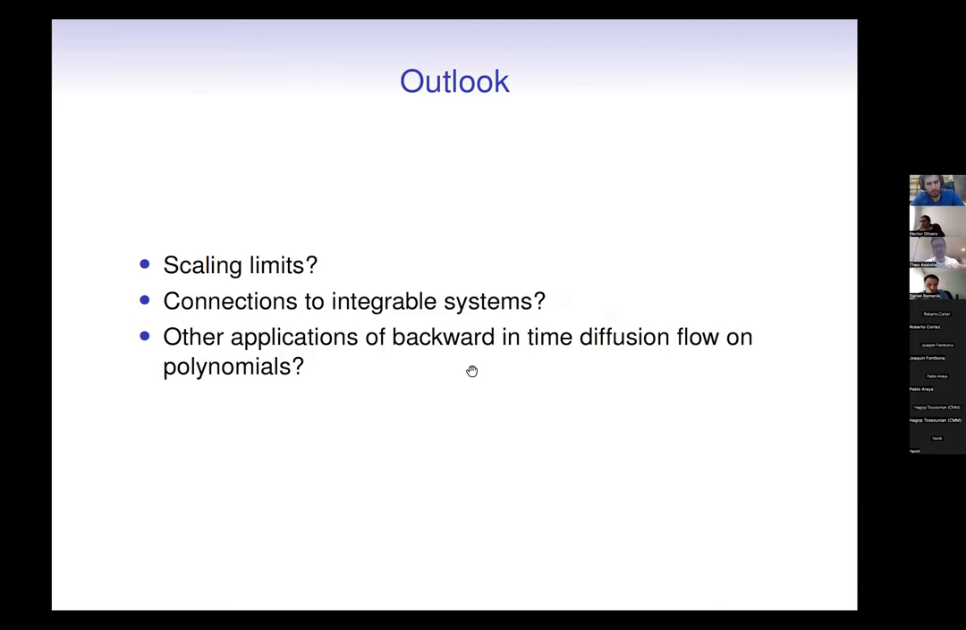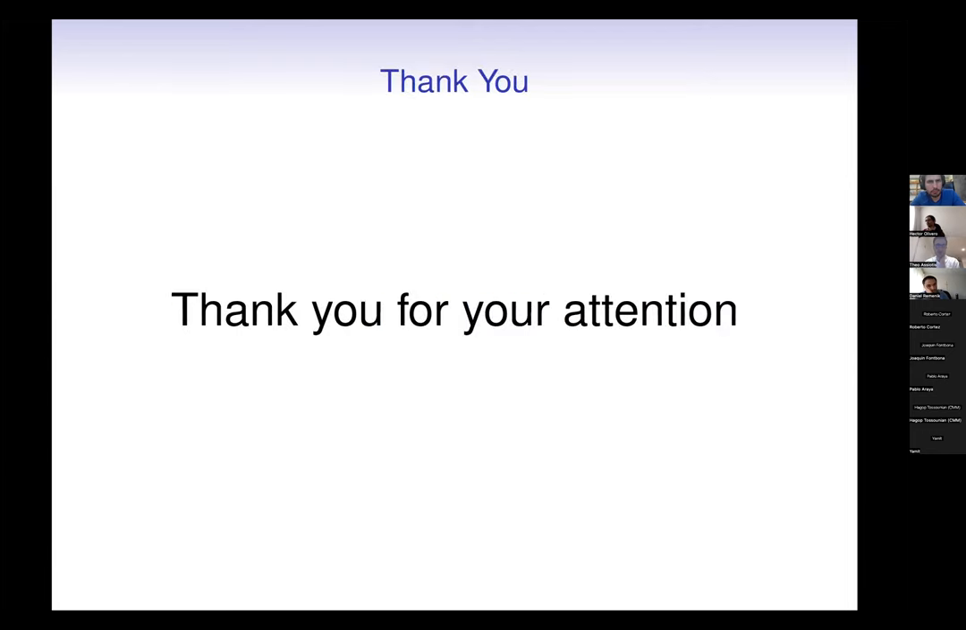And the final thing I want to mention is that this backward in time diffusion flow of polynomials is actually very interesting, and it has appeared in other areas also very recently, with some conjectures about how this backward in time diffusion flow relates different random matrix models in the case of Brownian motion, so in the case of the heat flow. And it would be interesting if you consider Pearson flow, whether there are any analogous applications and so on. Okay, so I think I'm going to stop here.